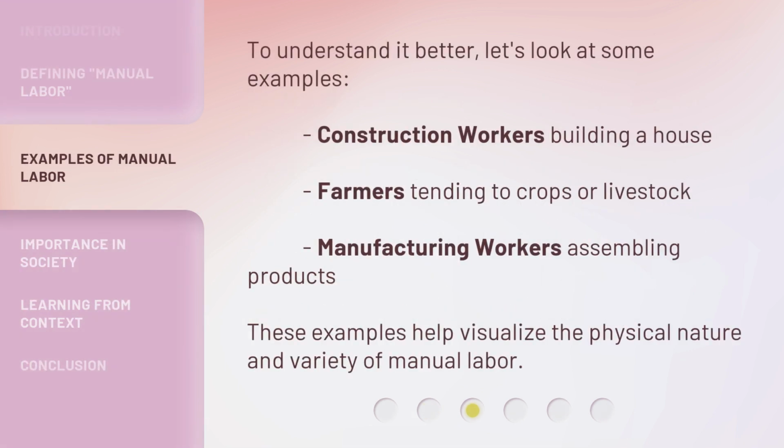To understand it better, let's look at some examples. Construction workers building a house, farmers tending to crops or livestock, manufacturing workers assembling products. These examples help visualize the physical nature and variety of manual labor.